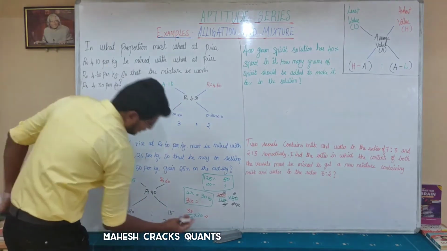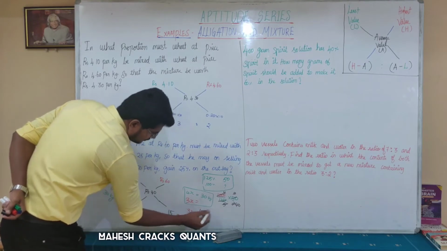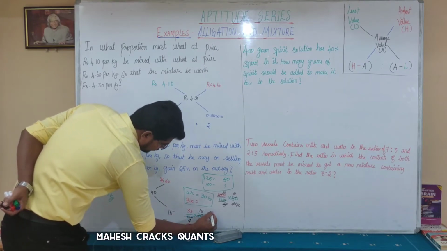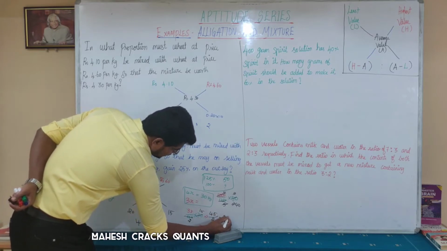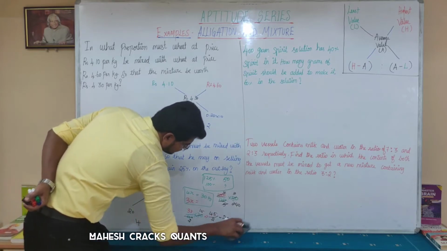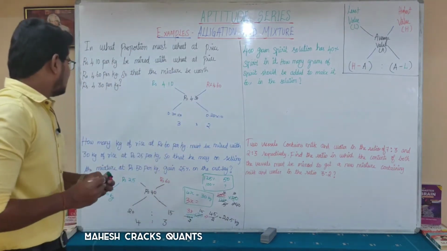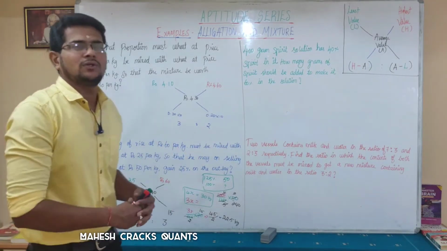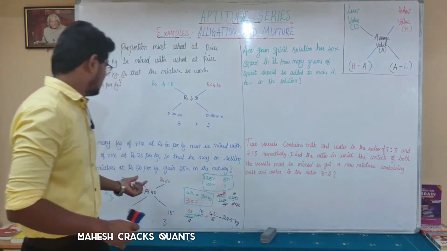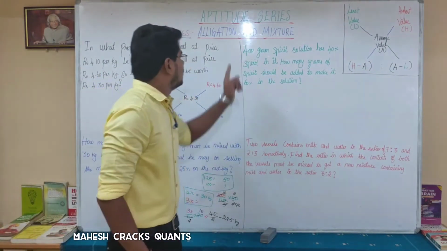Cancel this. How many times is 2 there in 4? 2 times. And 15 times. 15 into 3 is 45. 45 by 2 is 22.5 kg. So the rice at rupees 60 per kg is totally 22.5 kg in this mixture. Okay, that's all. Let's move on to the next question.